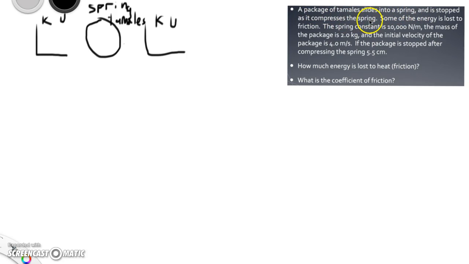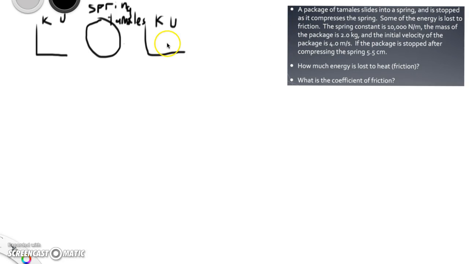It's getting stopped, and as the spring compresses it, some energy goes into friction, and so essentially it's creating thermal energy. It's heating up the environment. Think about if you rub your hands, they heat up. That's the work you do when you rub your hands converted into thermal energy there. Okay, so we compress the spring and we're brought to a stop.